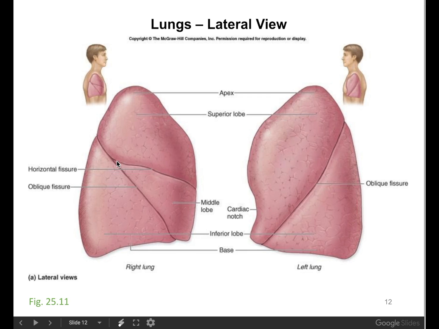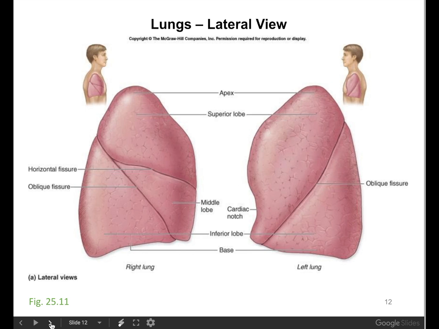So the lines between them, between the superior and the middle lobe, we have the horizontal fissure, and that's only on the right lung. And then on both the right and the left lung, we have the oblique fissure, and it's going in the oblique plane.